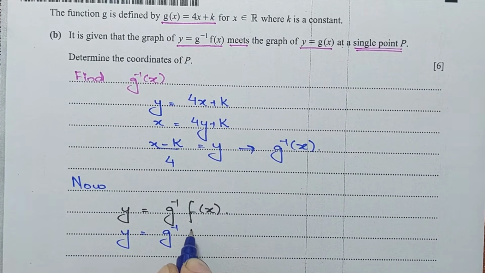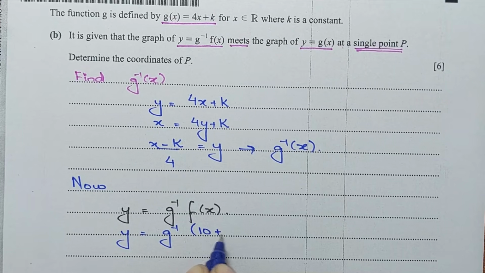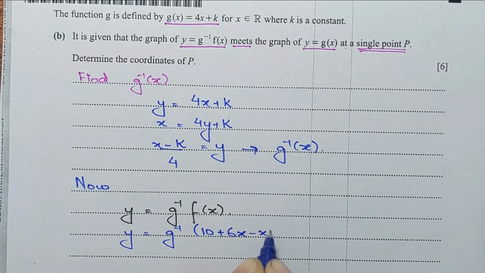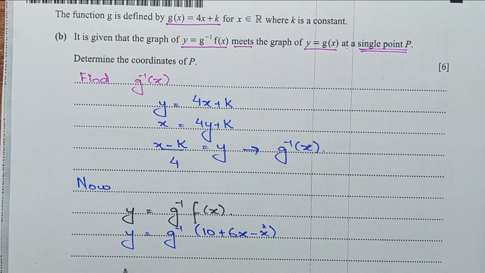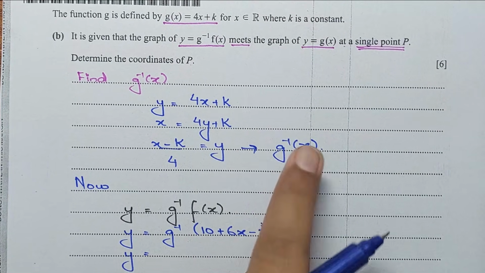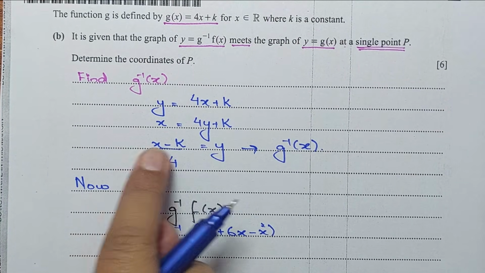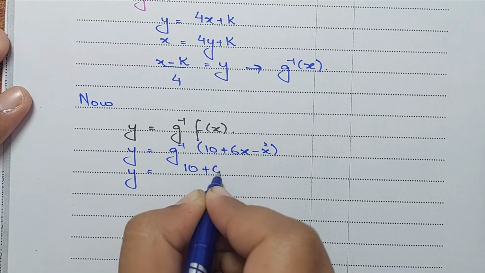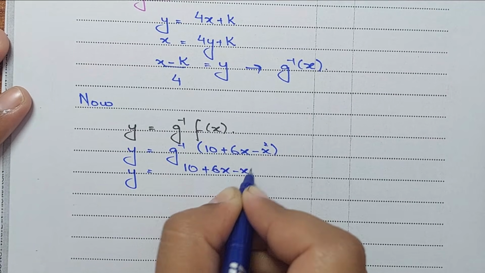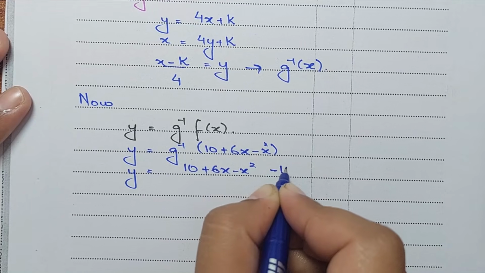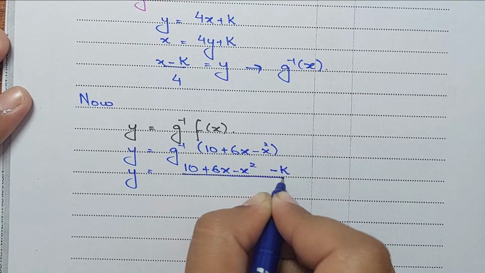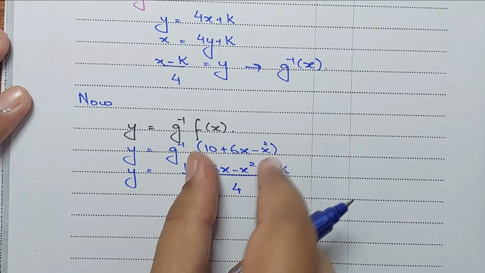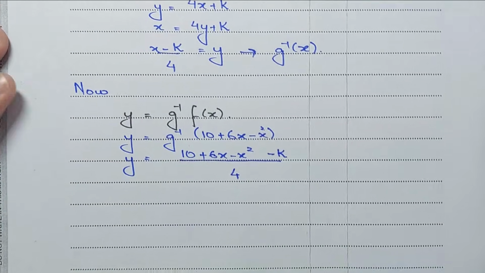Okay, it is better to write down the standard form 10 plus 6x minus x square. Okay, now what is y? y equals g inverse of this. So g inverse of this is this term minus k over 4. Okay, so 10 plus 6x minus x square minus k over 4. This is the whole x minus k over 4, right?